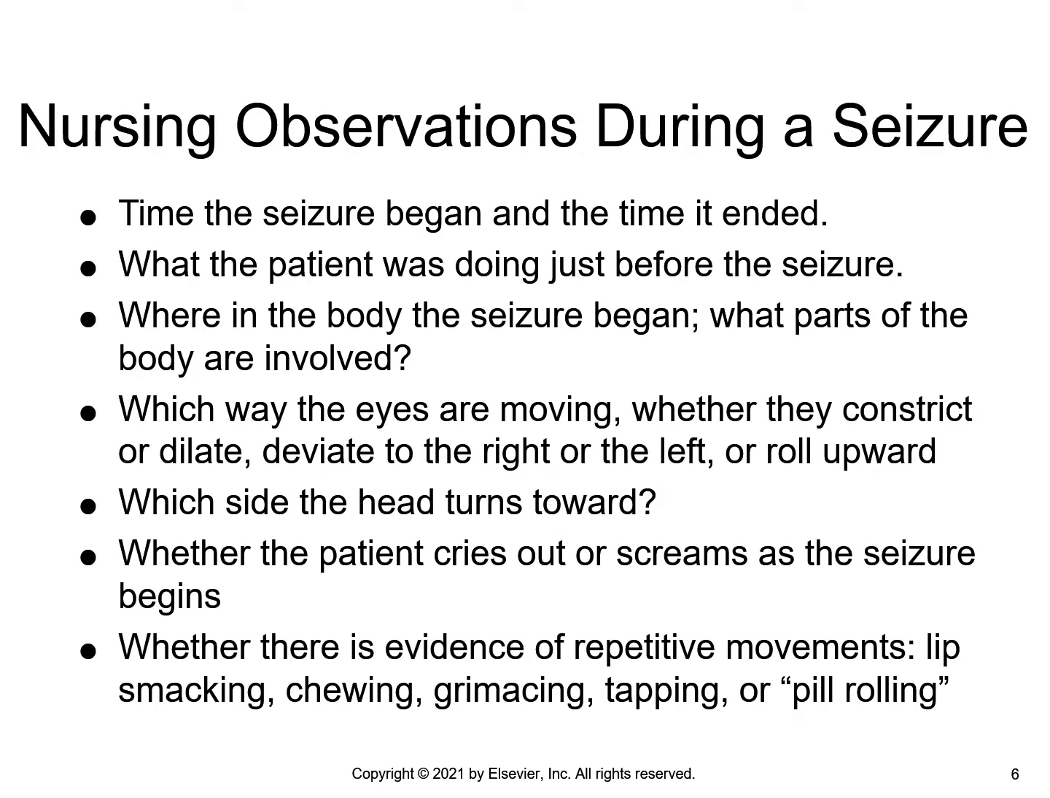If the nurse sees a seizure happen, the nurse should make sure to note the time the seizure began and the time it ended. Add what the patient was doing prior to the seizure, where the seizure started in the body, whether the eyes were moving, which side the head turns, whether the patient cries out or screams, makes any sounds, and whether there are any repetitive movements, maybe chewing or pill-rolling.